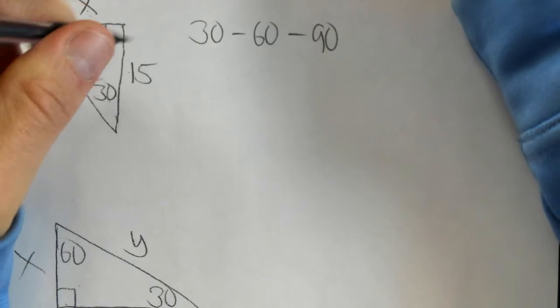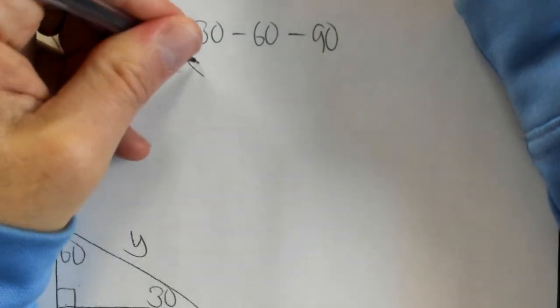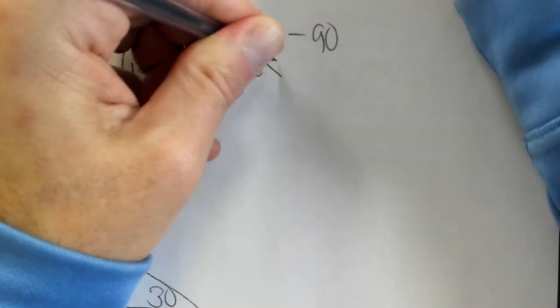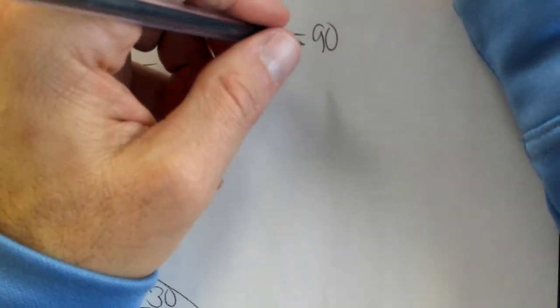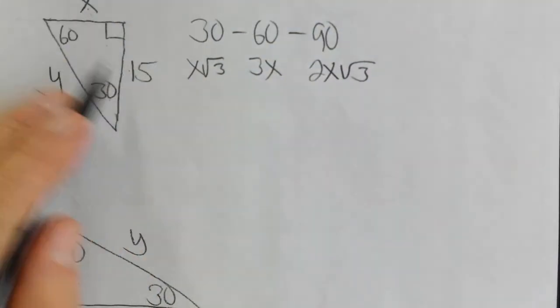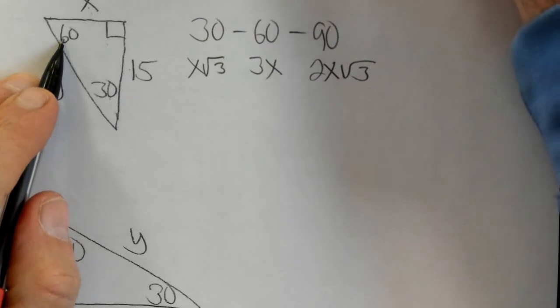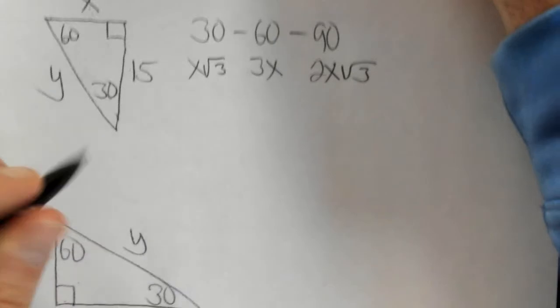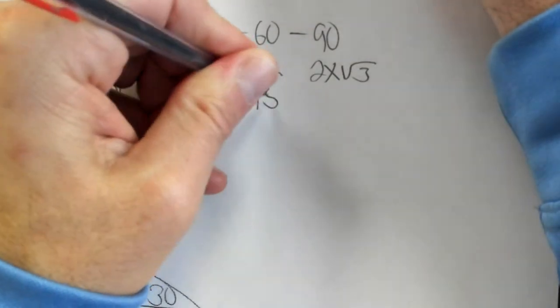A 30, a 60, a 90. And what's my second pattern? It's going to be x square roots of 3, 3x, and 2x square roots of 3. All right? Now, 15 is in the middle column because it's across from the 60. It's the long leg. So I'm going to put my 15 here.